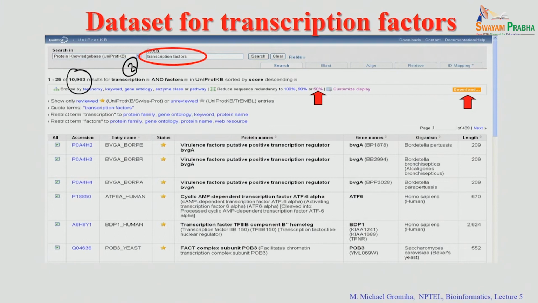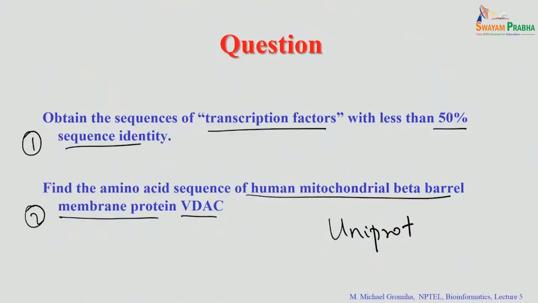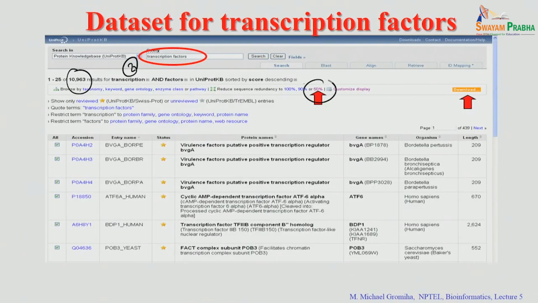So, now what is the question? We need the transcription factors with less than 50% sequence identity. So, what to do with this? We have to choose the 50%, and if you click, you will get the data.